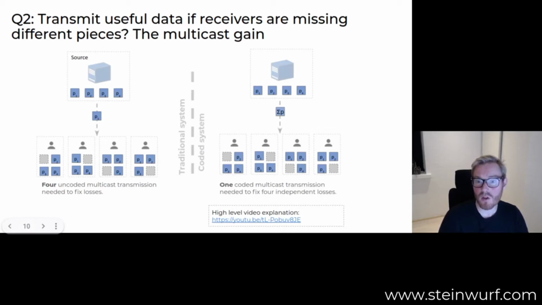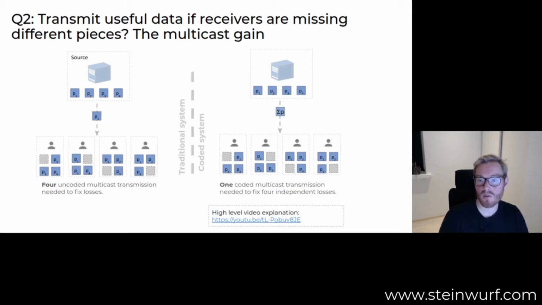However, in the coded system, because I can generate one of these equations out of my original input data here, I can transmit this equation, and then this equation will be received by all of these 4 receivers here, and they can simply solve for the unknown that they are missing.